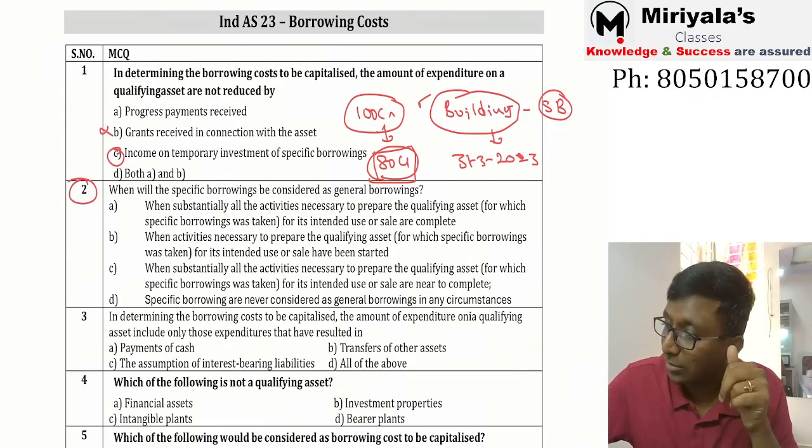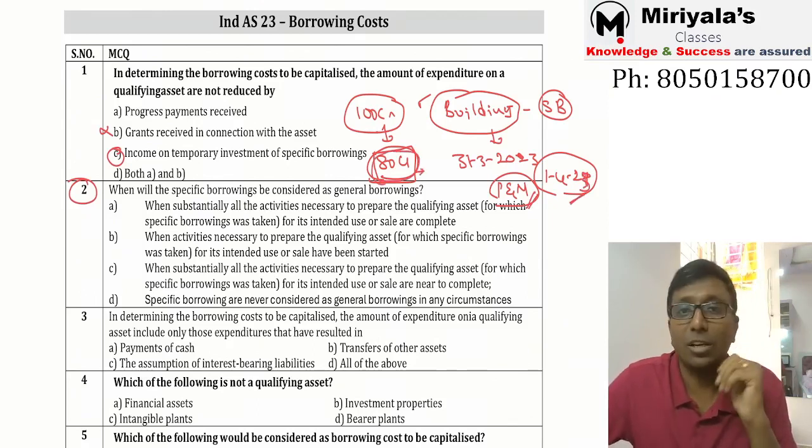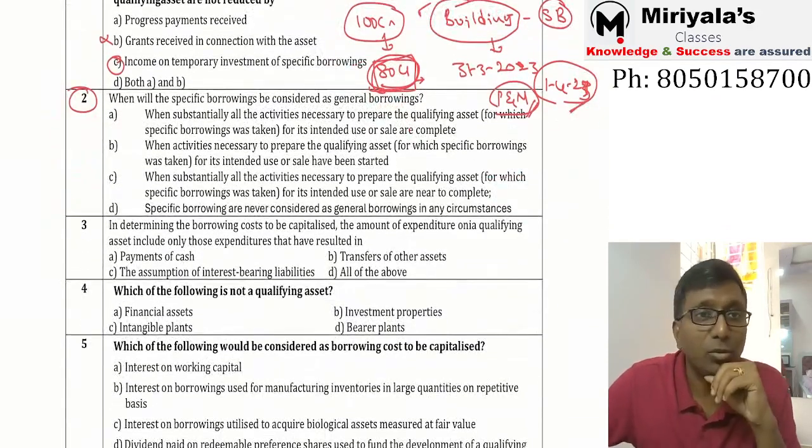Now, suppose we are constructing another plant and machinery. From 1/4/2023 onwards, this 80 crore rupees loan is going to be treated as general borrowing. That is what the new amendment says. Okay, yes, read through this point, my dear.